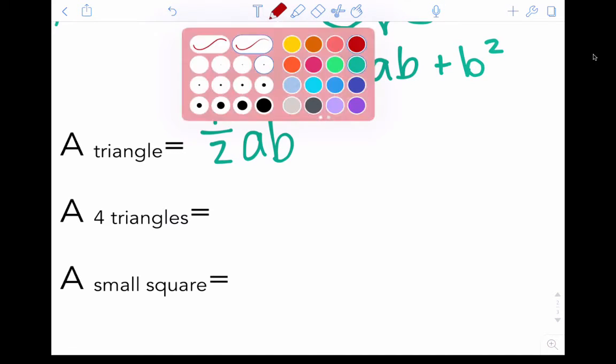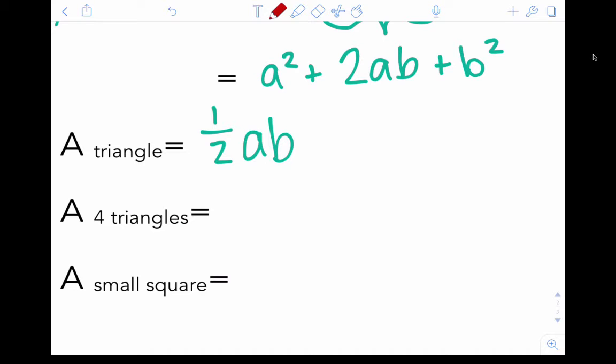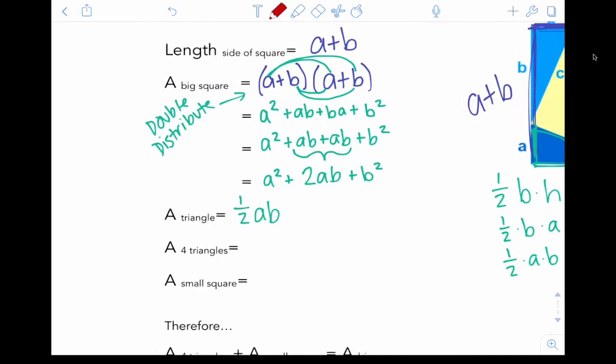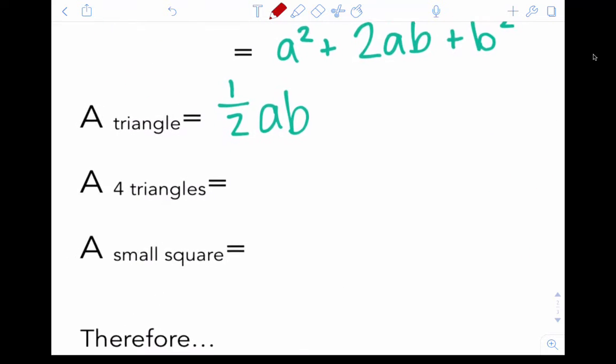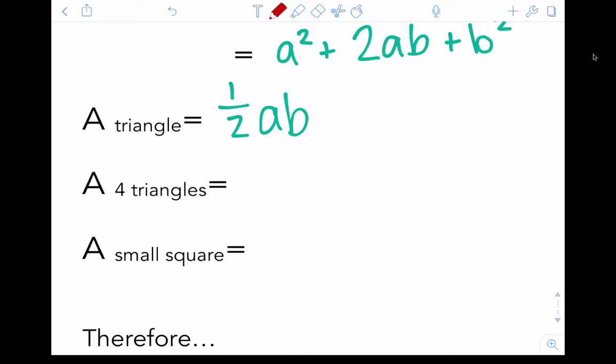Now I need to find the area of the four triangles. So if I know that the area of one triangle is 1/2 AB, and I know that all four triangles are the same area because they both have the sides of the legs of A and B, then I know that the area of all four triangles is just going to be the area of one triangle times 4. So I'm going to take 4 times the area of one triangle, or 4 times 1/2 AB.